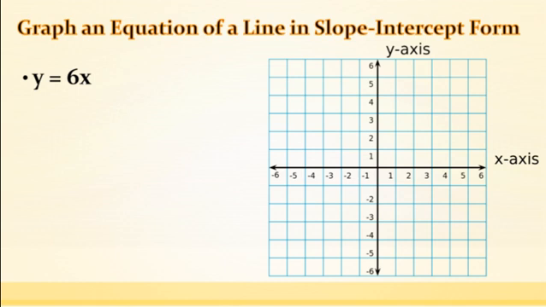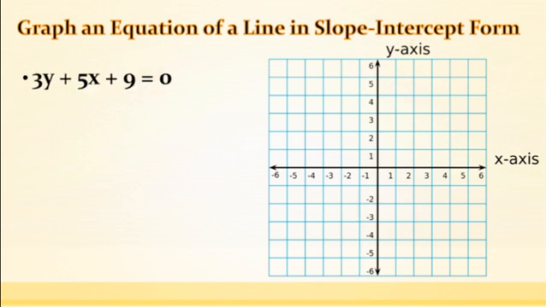y equals 6x. There's really a plus 0. They didn't put that there, but you need to know that that's a plus 0. So that's where our y-intercept is, 0, 0. And then I have a slope of 6, which is really 6 over 1. So I'm going to go up 6. And since I have a positive slope, I need to go to the right 1. Or you could go down 6 to the left 1. And now I could draw my line, connect my points. My line is going up from left to right.